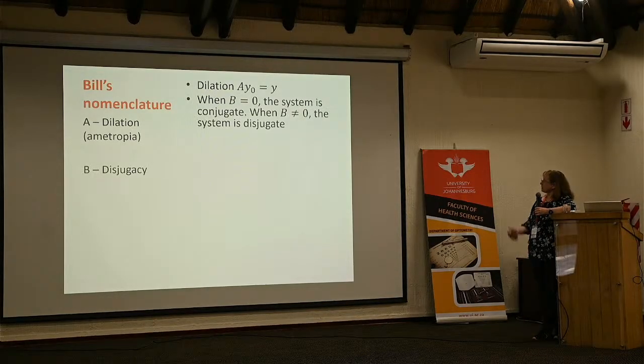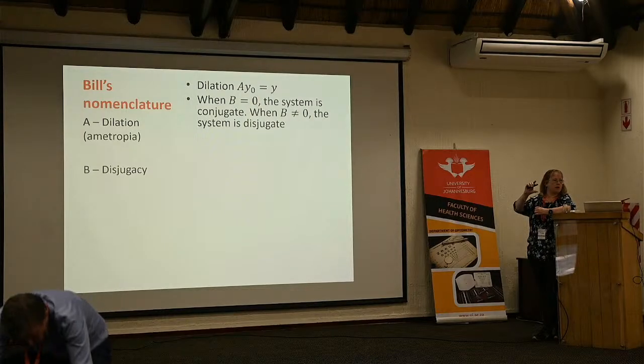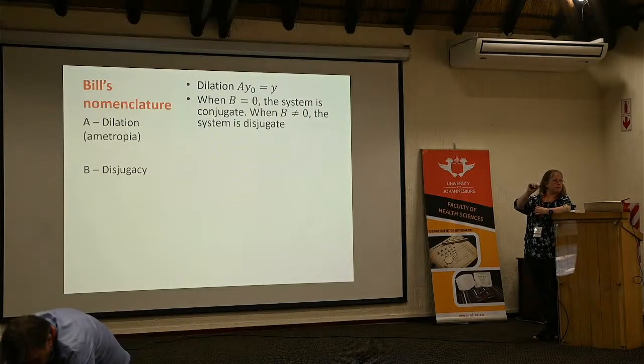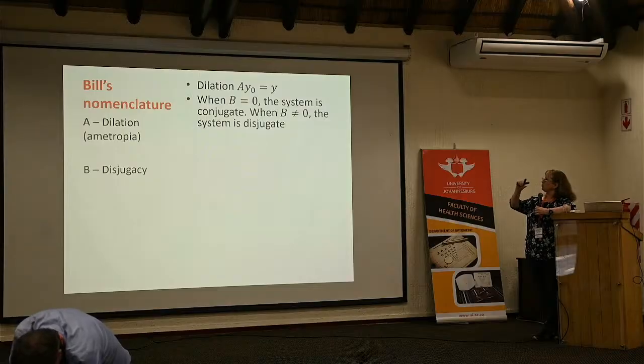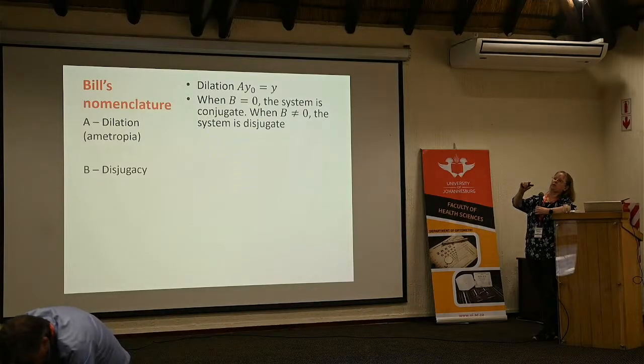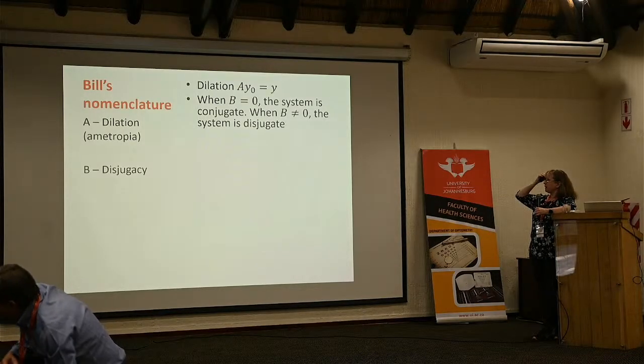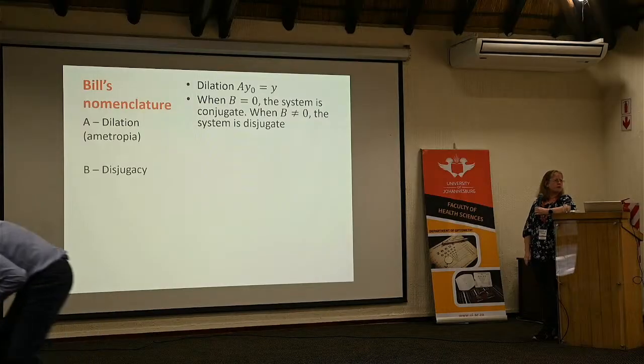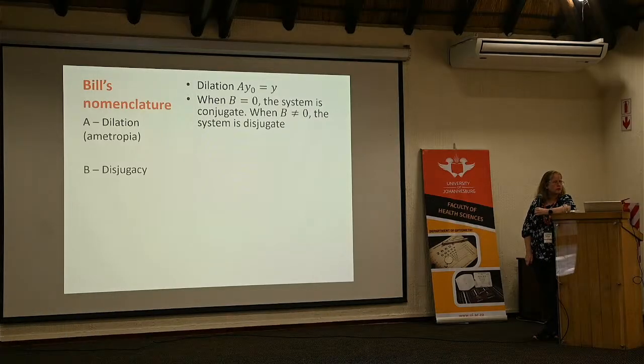Okay, right, Bowles nomenclature. Dilation, he's basically looking at the change in the position of Y, or if you prefer, the width of the aperture, or the width of the rays to the width of the rays. He also calls it the ametropia as a ratio, as opposed to referring to refractive error.